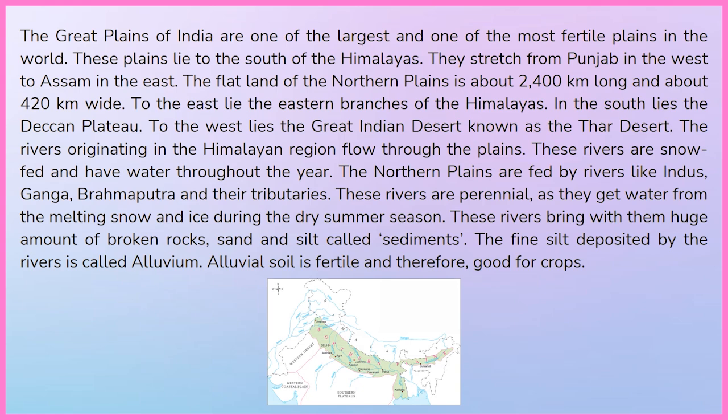The northern plains are fed by rivers like Indus, Ganga, Brahmaputra and their tributaries. These rivers are perennial as they get water from the melting snow and ice during the dry summer season. These rivers bring with them huge amounts of broken rocks, sand and silt called sediments. The fine silt deposited by the rivers is called alluvium. Alluvial soil is fertile and therefore good for crops.